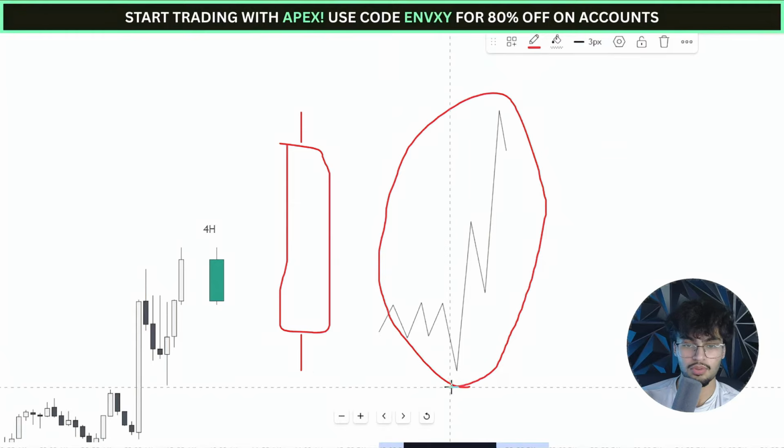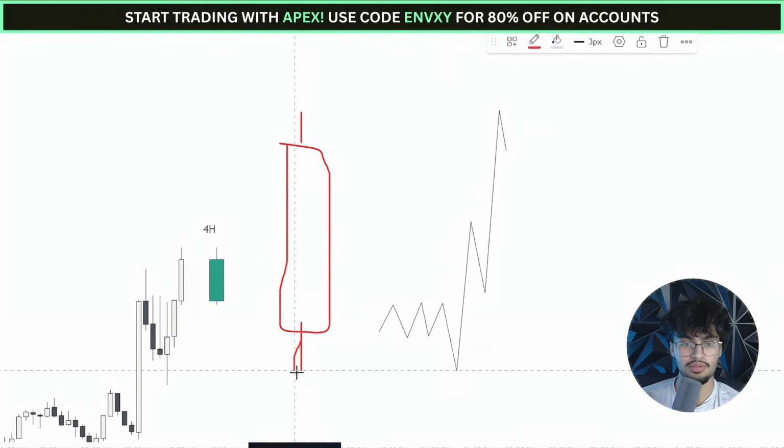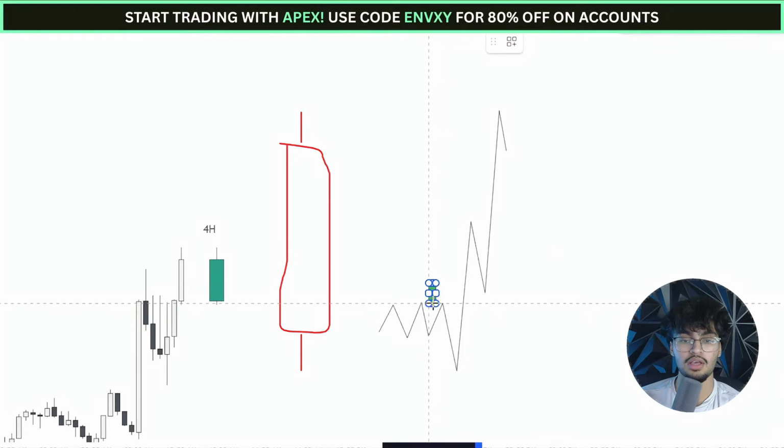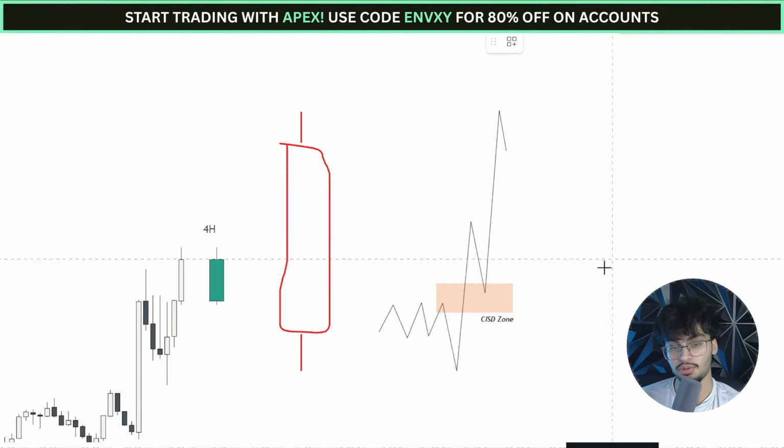So I'll just clean this up real quick. And this is what it usually looks like, where we have that accumulation. Then we manipulate, creating this low of that candle. And then we reverse and distribute. And now how do I enter? I pretty much enter off the change in the state of delivery above the last series of down close candles that actually created that manipulation wick, right?